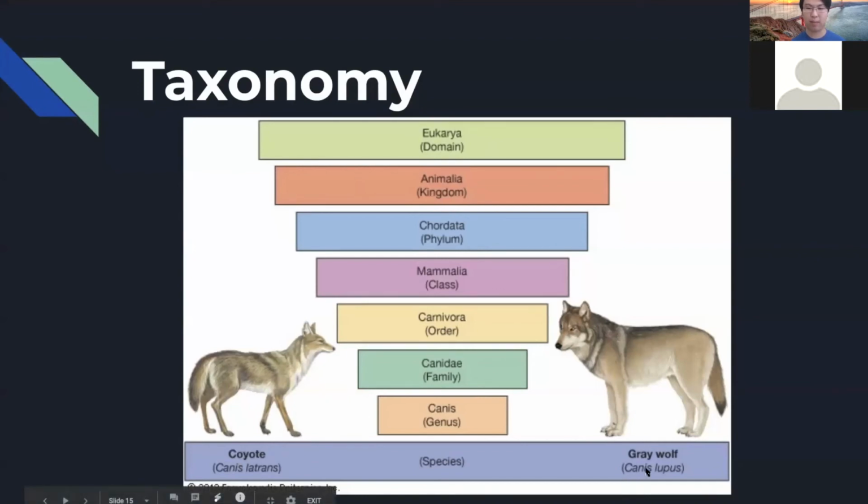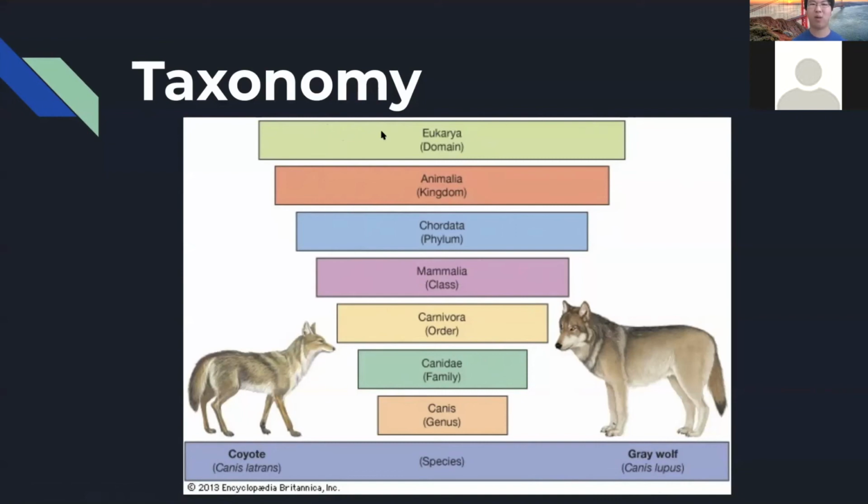And so if you look at the gray wolf, Canis lupus, right? Canis is its genus, lupus is its species name. And so if you go up, it tells you more about it. So you have species is lupus, and then it's in the genus Canis. It's in the family, which is in an order, which is part of a class of just all mammals. And then it's in the phylum, and then it's in the kingdom. And then this kingdom is part of a domain.